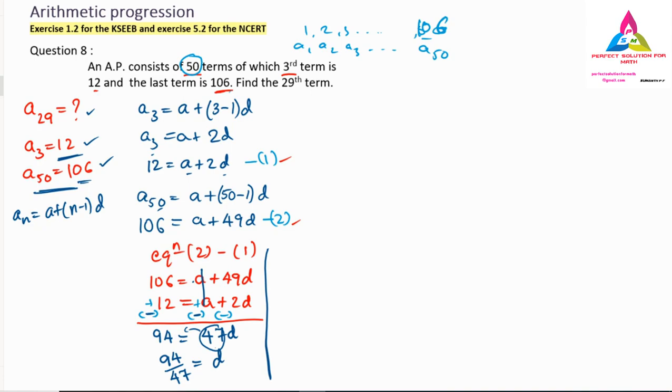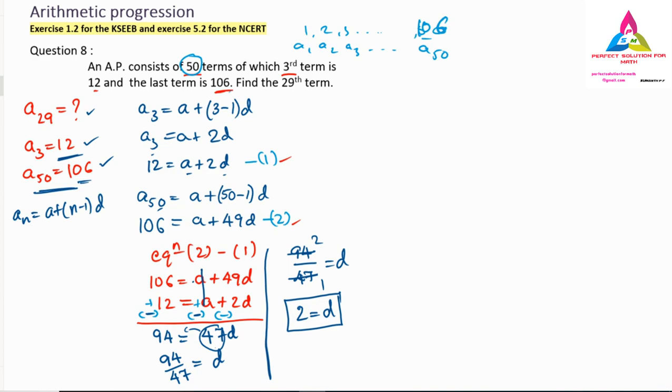If you know the calculation you can do it. So here we have 94 divided by 47 is equal to d, and obviously 47 ones are 47, 47 twos are 94. So whenever this type of question comes, it will directly cancel. So the d value we got is 2. So this is the d value we required.